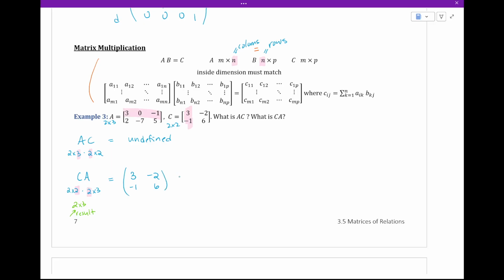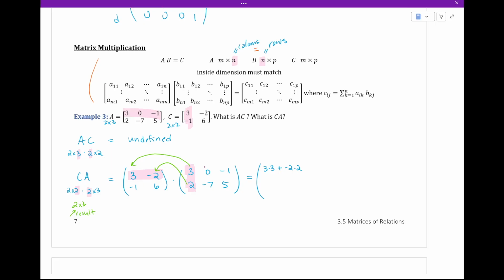And A is 3, 0, -1, 2, -7, 5. So what I'm going to do is put this column onto that row. So I'm going to do 3 and 3 and -2 and 2. So here's my resulting matrix. 3 times 3 plus -2 times 2. That's going to be the first entry in this matrix.